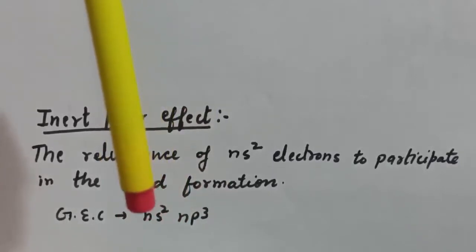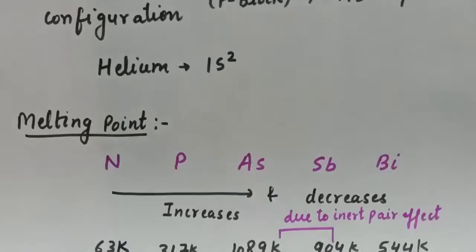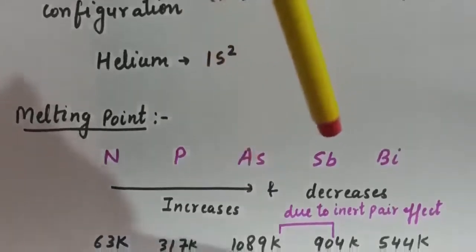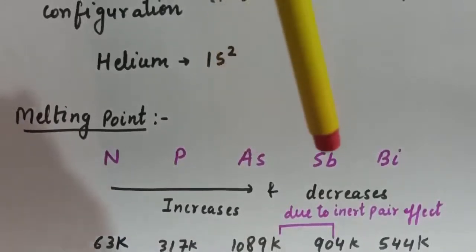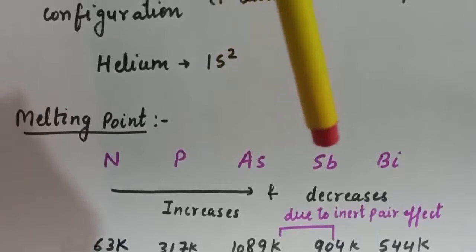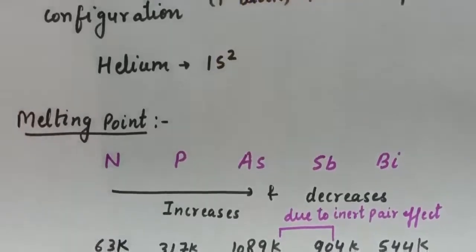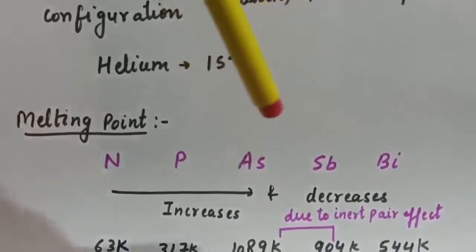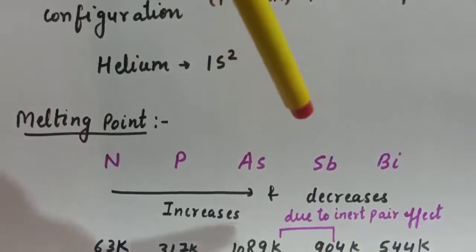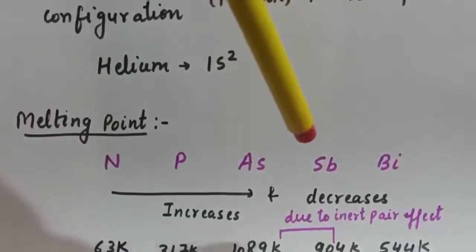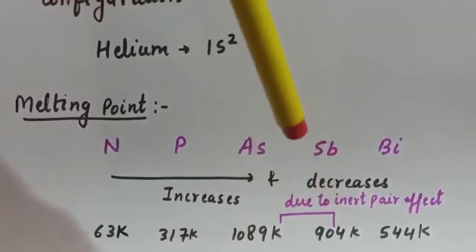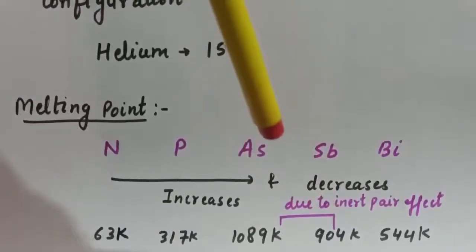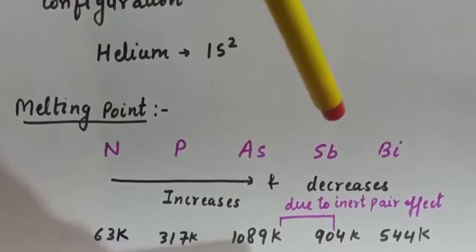So what will happen when we move from arsenic to antimony? The ns2 electrons will not participate in bond formation, and instead of 5 bonds, 3 bonds will be formed. Therefore, this results in weakening of the attraction among their atoms, thereby lowering the value of the melting point. So due to the inert pair effect, the melting point decreases from arsenic to antimony.